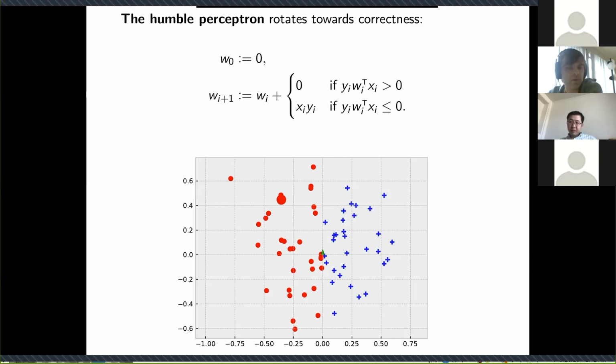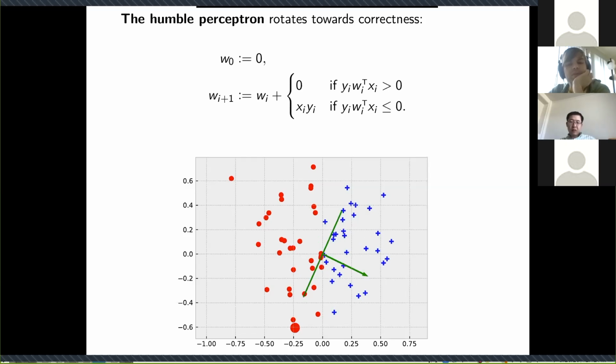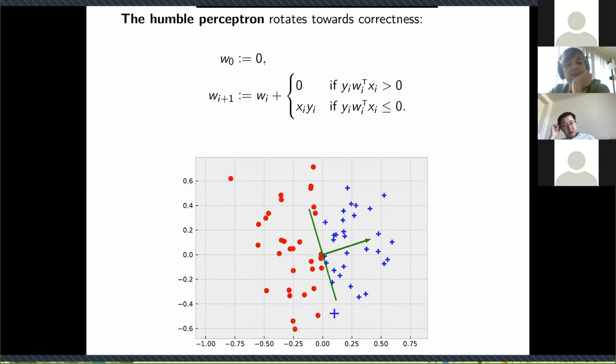So that's the algorithm. And just to show everybody how it runs, there's the red data, which is negative, positive data is in blue. You see every time I get a data point, I just sort of rotate towards it. And here's where the algorithm terminates. So even though this data is just barely linearly separable, right? I mean, that's such a small amount of linear separability, it still manages to find the linear separator.